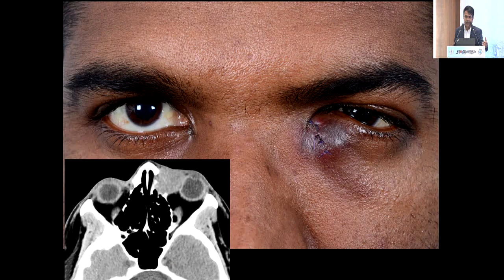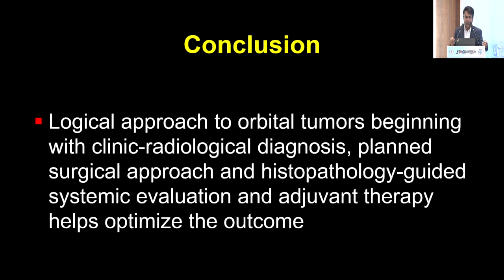So in conclusion, I would say that a logical approach to orbital tumors, beginning with a good clinico-radiological correlation, a customized plan for a given patient, use of histopathology for confirmation of diagnosis, and adjuvant treatment can optimize outcome.